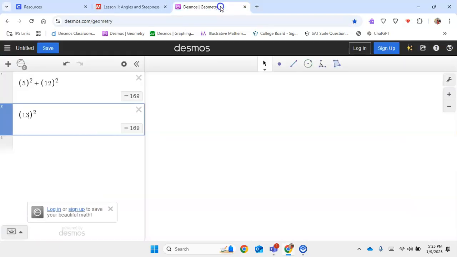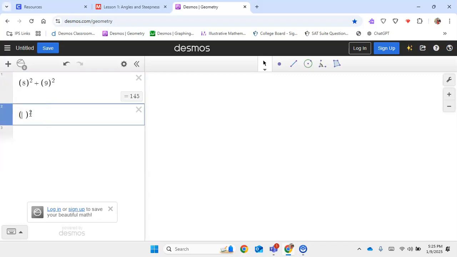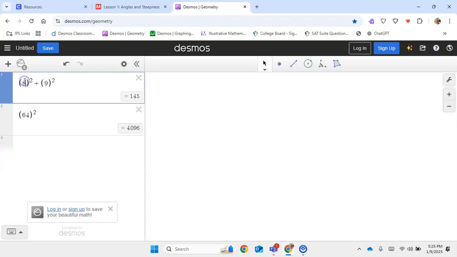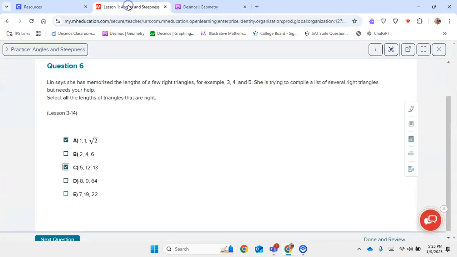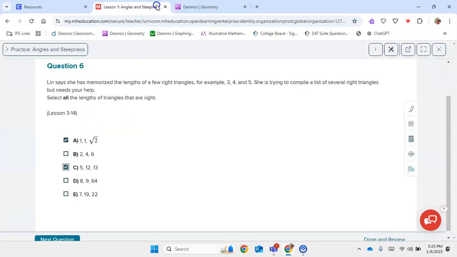8, 9, 64. That obviously does not work. And 7, 19, and 22. A squared is 7 squared. I can't even remember now. 19 and 22. That does not work either.